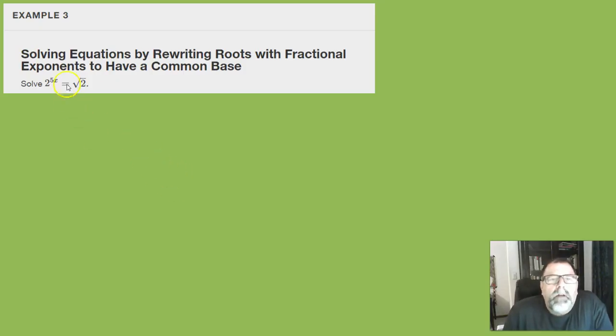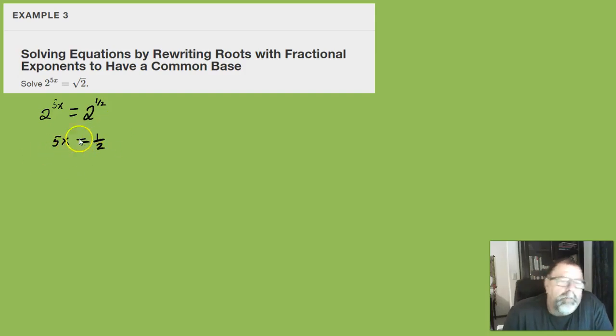Alright, example 3, solving equations by rewriting roots with fractional exponents to have a common base. So this is 2 to the 5x equals the square root of 2. Remember, square root is the same thing as the 1/2 power. So if I rewrite the square root of 2 as 2 to the 1/2 power, now you can see that both sides have the same base. Then we can use our one-to-one rule for exponents. If the bases match, then the exponents have to match as well for them to be equal.